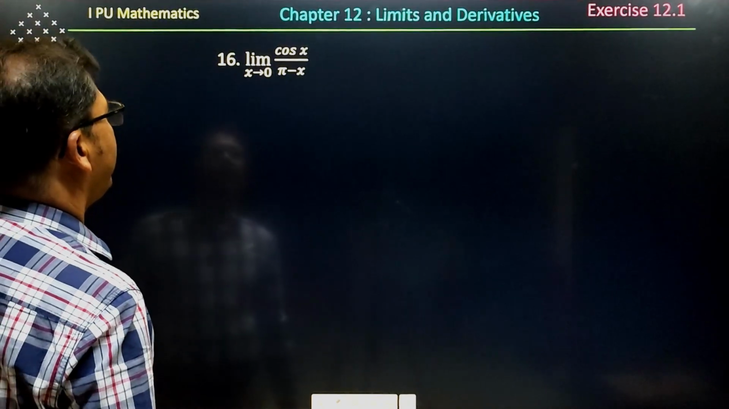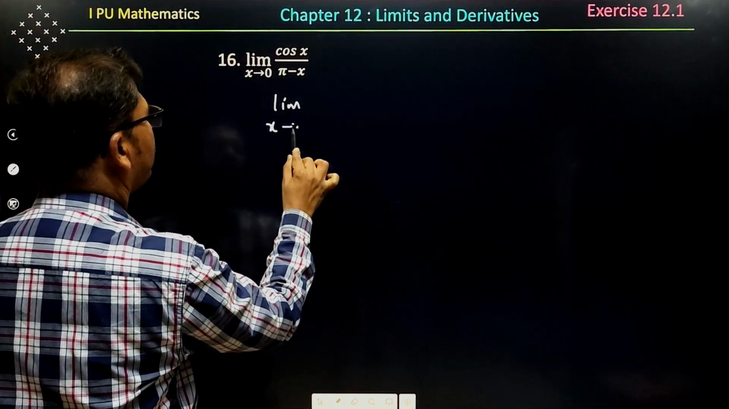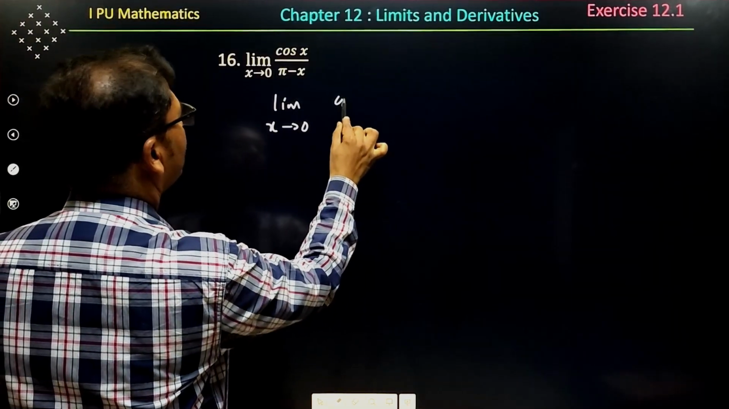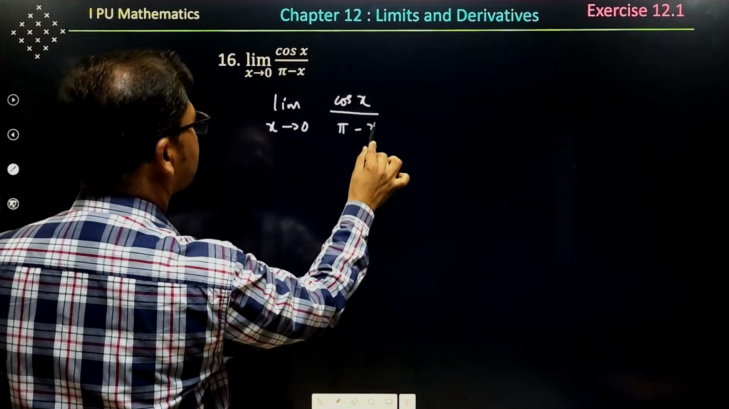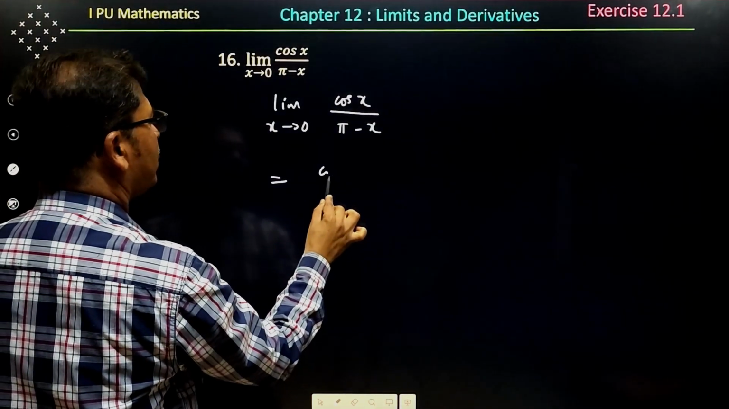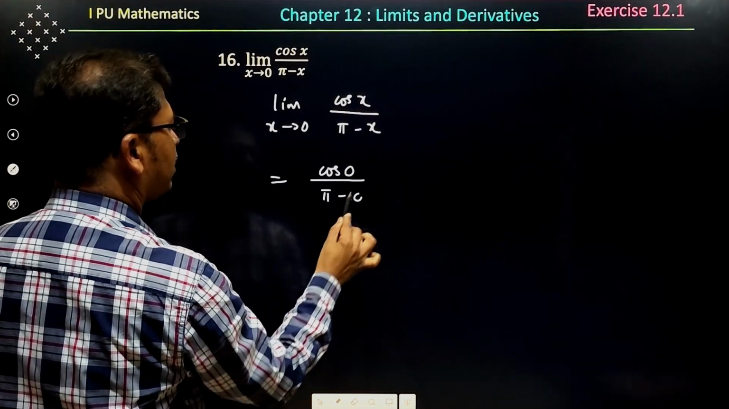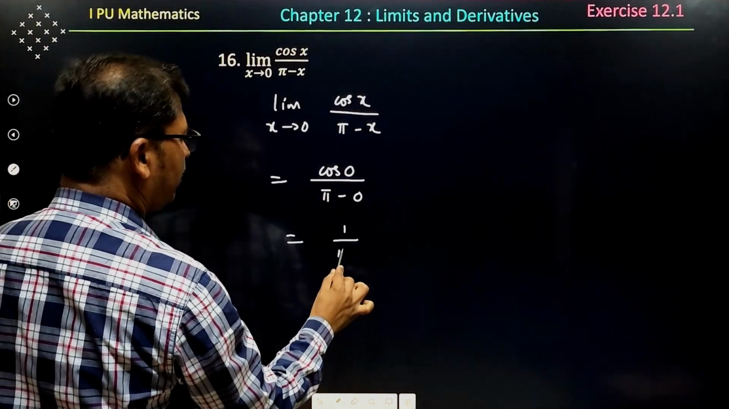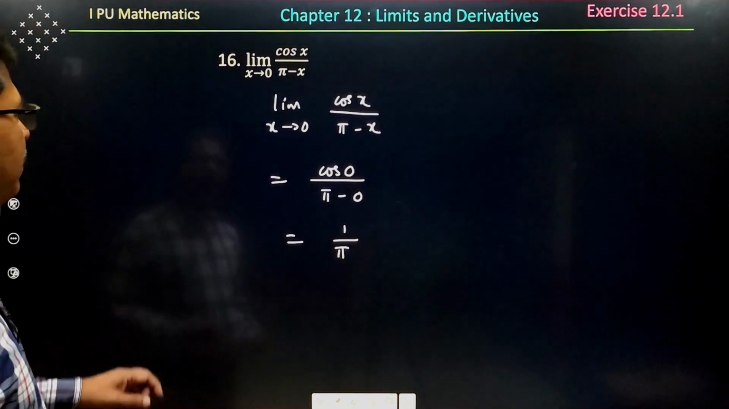Yes, sir. Yes, sir. Okay. Then next question, limit x tends to 0, cos x divided by pi minus x. Direct evaluation is possible here. Cos 0 divided by pi minus 0. Cos 0 is 1, divided by pi minus 0 which is only pi. So the answer is 1 by pi for this question.